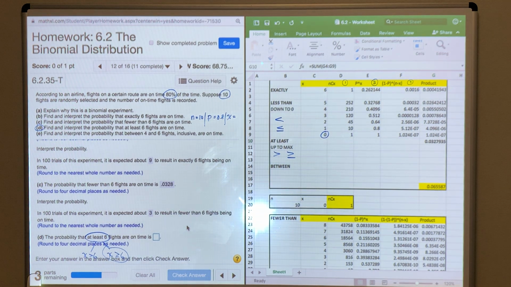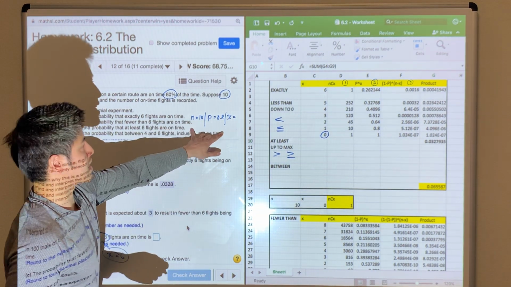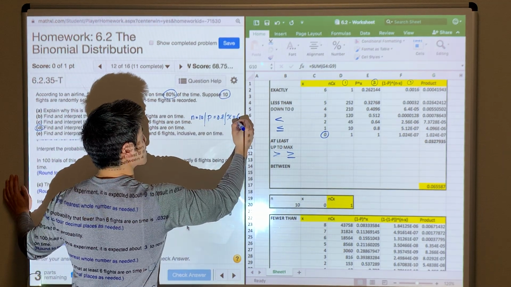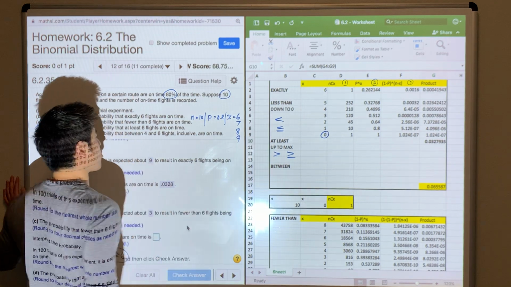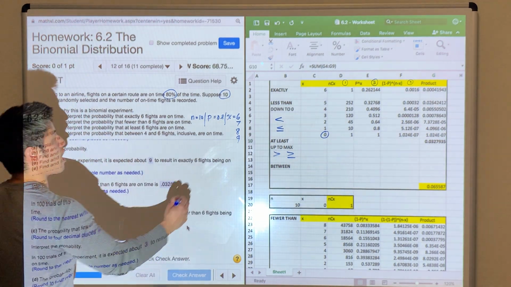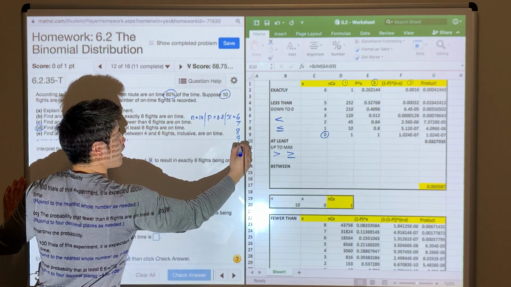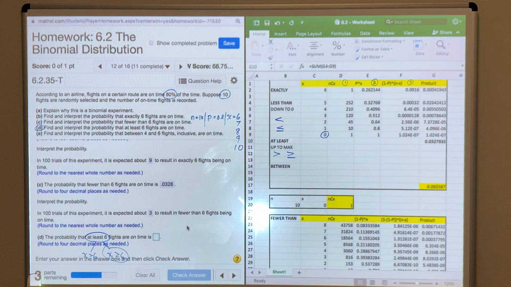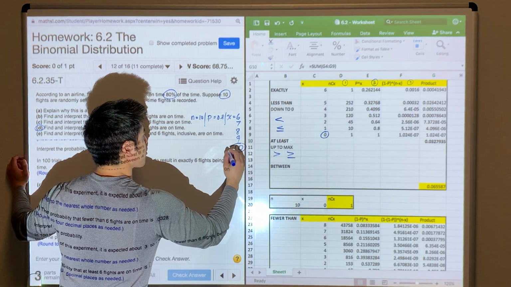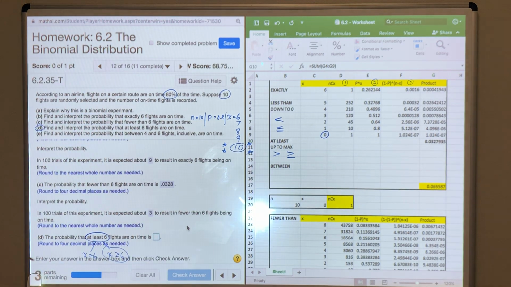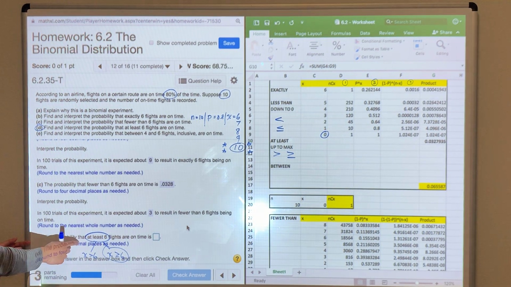So if we come back and get things set up, my n is still 10, my p is still 0.8, my x is now 6, 7, 8, 9. Where do I stop? I stop up to the max. What's the max that it could be? 10, whatever my n value is. This is a very important number. It's the other end of it, like 0 was important in the fewer than or less than scenario. Whatever your n value is, that's where you would stop when you're dealing with the at least scenario.